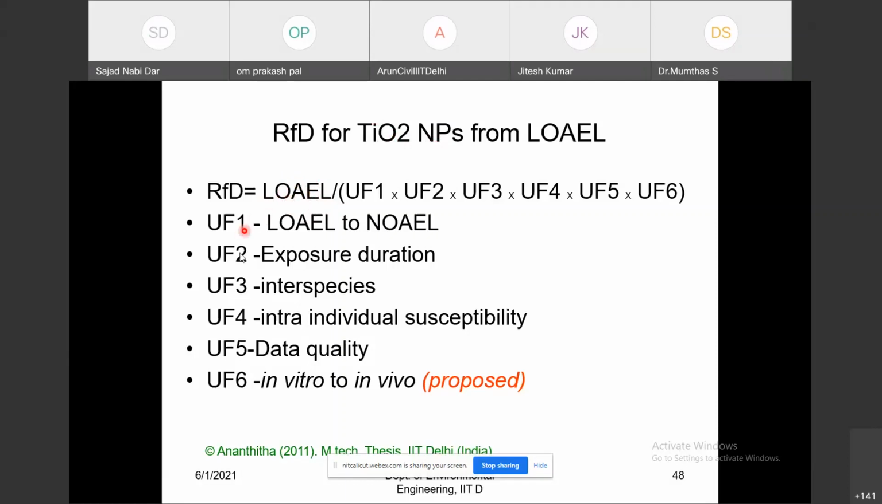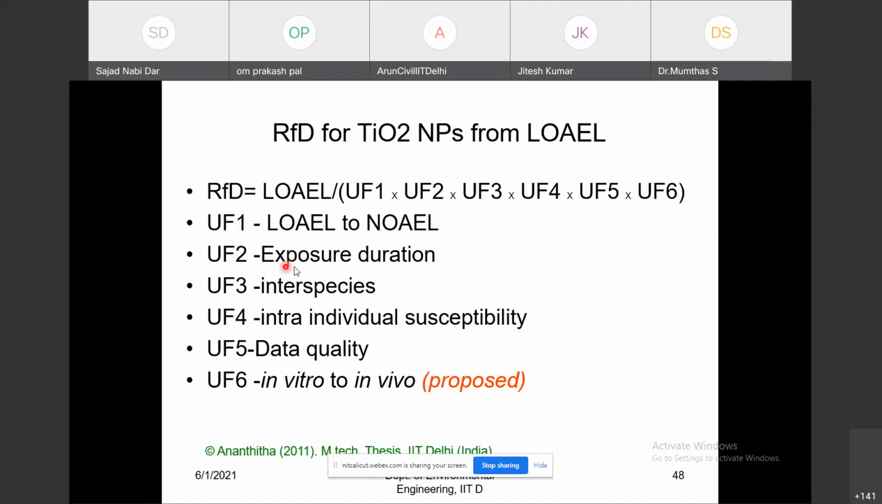And we have to apply some uncertainty factors. The first is UF1, which is the LOAEL to NOAEL conversion. We want to have the no observed adverse effect level, because in the beginning we were saying that this is the highest concentration which will not give you any effect. That is called NOAEL. But in the lab, we will be measuring the lowest observed, because we don't know what is no observed. Depending on the detection limit and all, we will be measuring LOAEL. So there will be one uncertainty factor, UF1, which accounts for the LOAEL to NOAEL conversion.